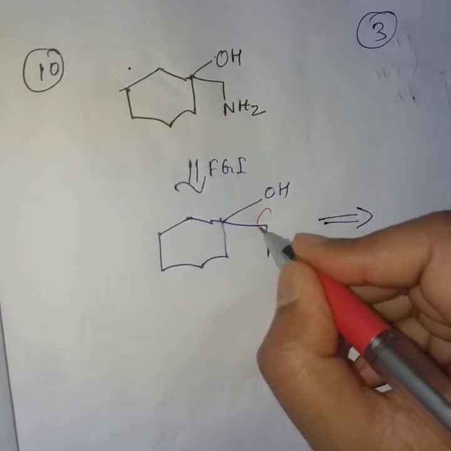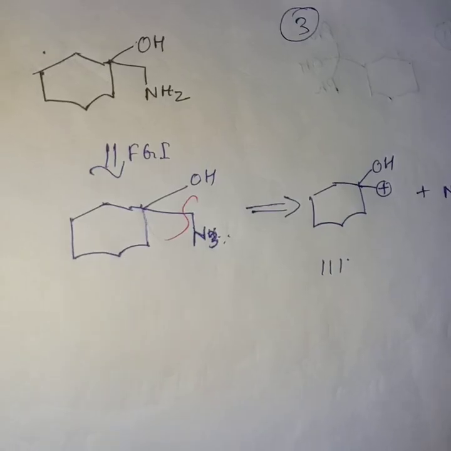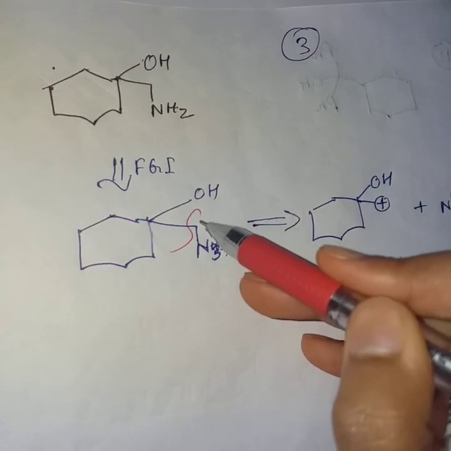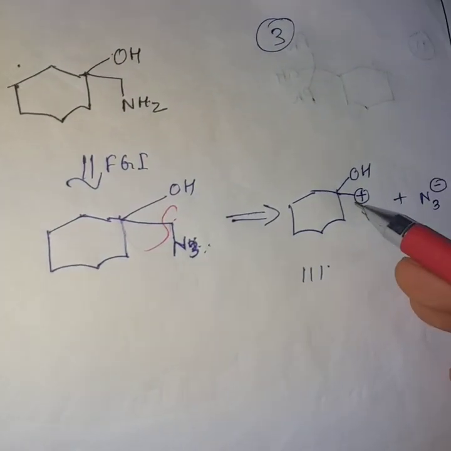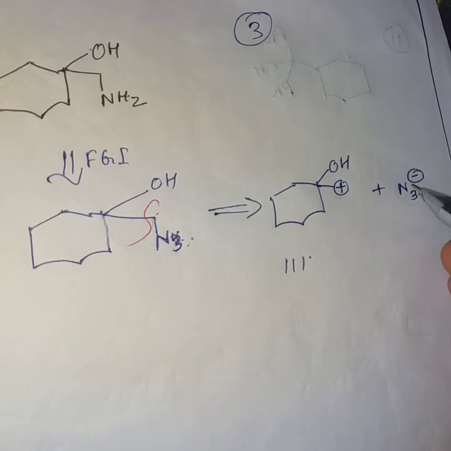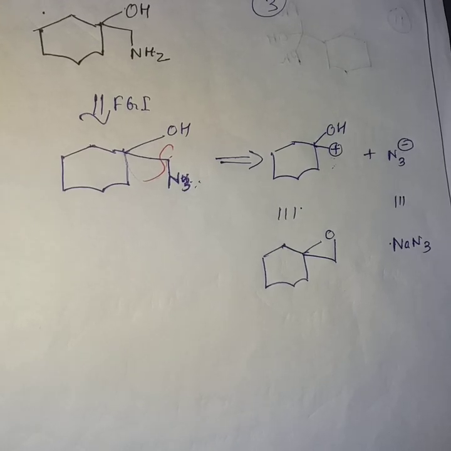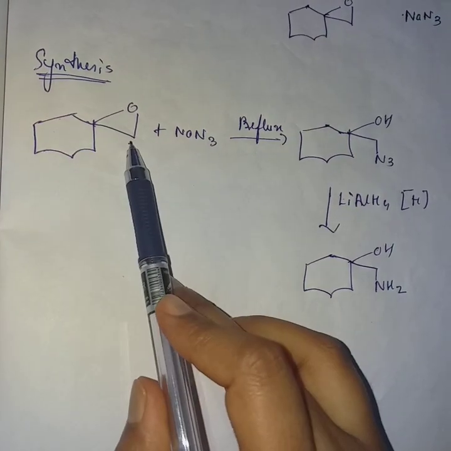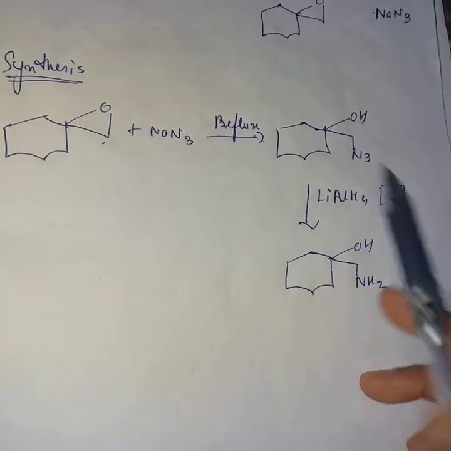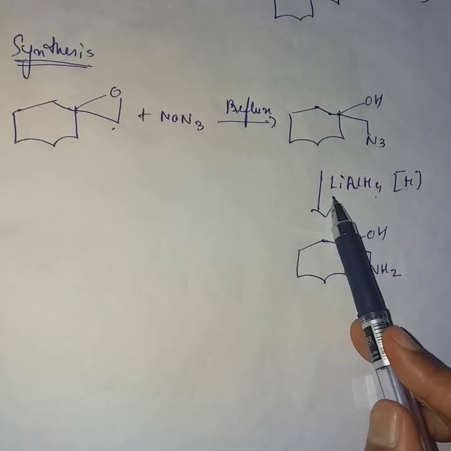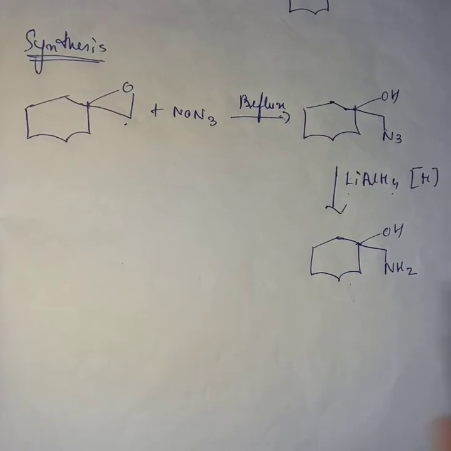Then we will disconnect it here. Note that I have disconnected this bond. This bond is already intact. So here one positive charge will come and here one negative charge, and this will become an epoxide. See, this is the synthesis. Under reflux condition we get this, and by reduction with lithium aluminum hydride we get our target molecule.